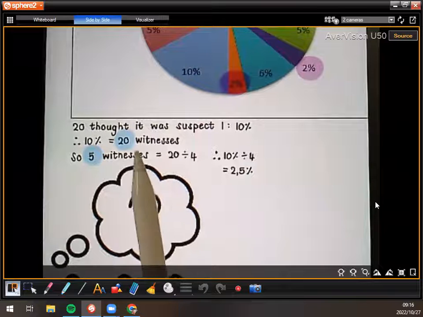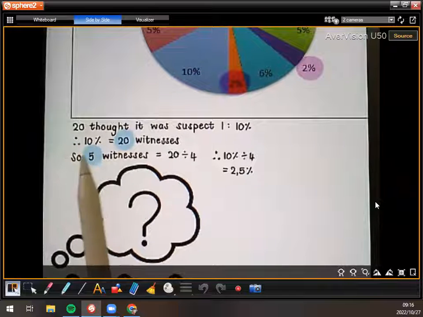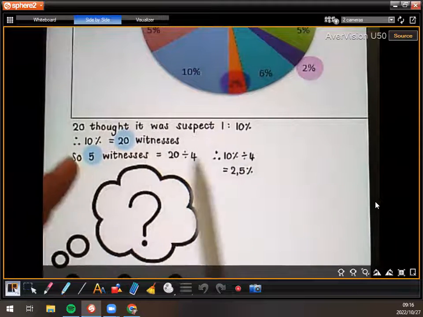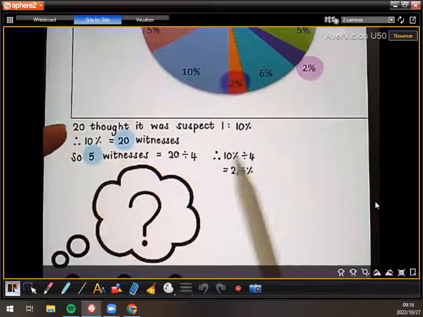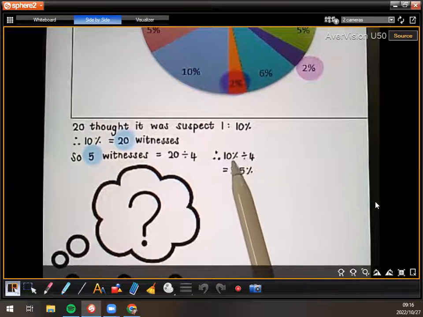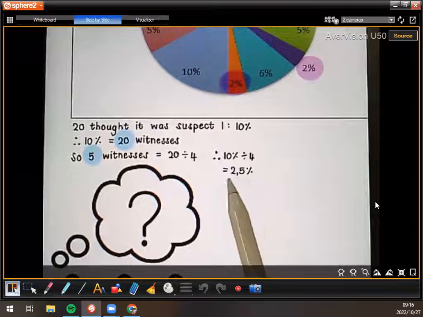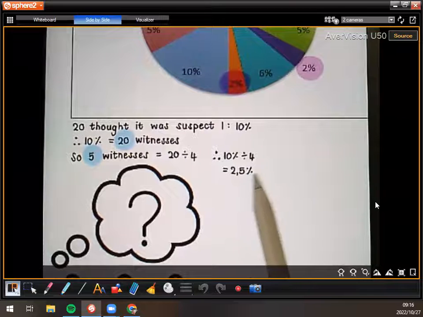Now we said that 20 witnesses was 10%. What I did to the 20, I divided by 4. I must do the same to the 10%, guys. What is 10% divided by 4? 2.5%. So when they say less than 5 witnesses, I actually have to look for less than 2.5%. That was a tricky one. So we had to look on the pie chart for anything smaller than 2.5.